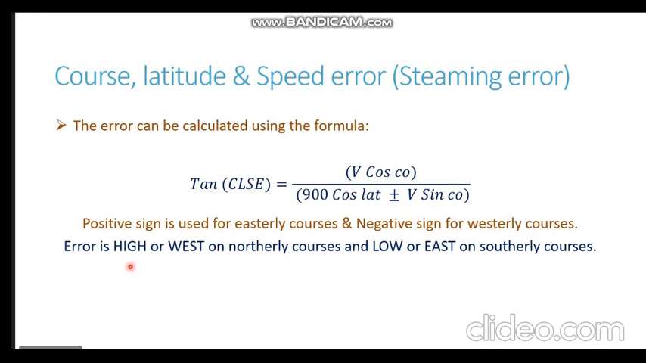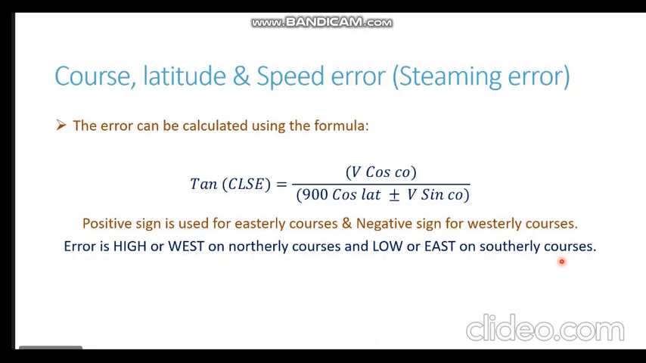The error will be high or west on northerly courses. That means whenever the ship is moving on a course having a northerly component, it could be in the northeast quadrant or northwest quadrant, the error will always be west. It is also called a high error. And whenever the ship is moving on a course having a southerly component, that means the ship is either moving in the southeast quadrant or the southwest quadrant, the error will be east or low.